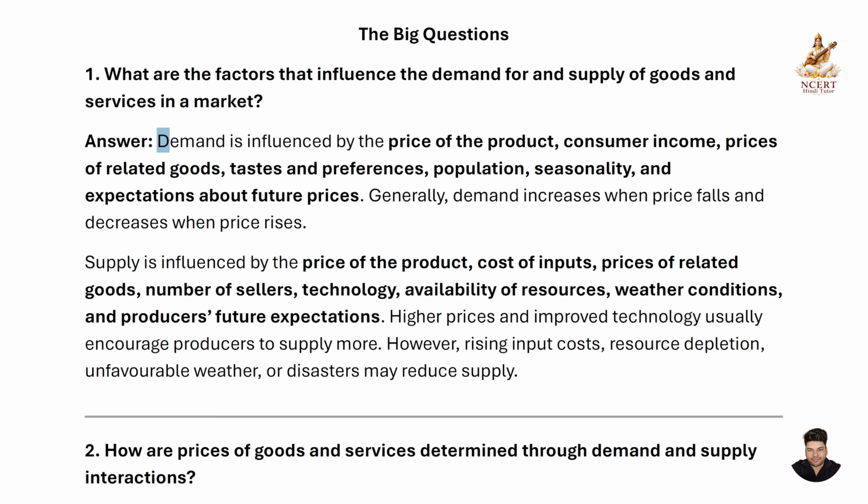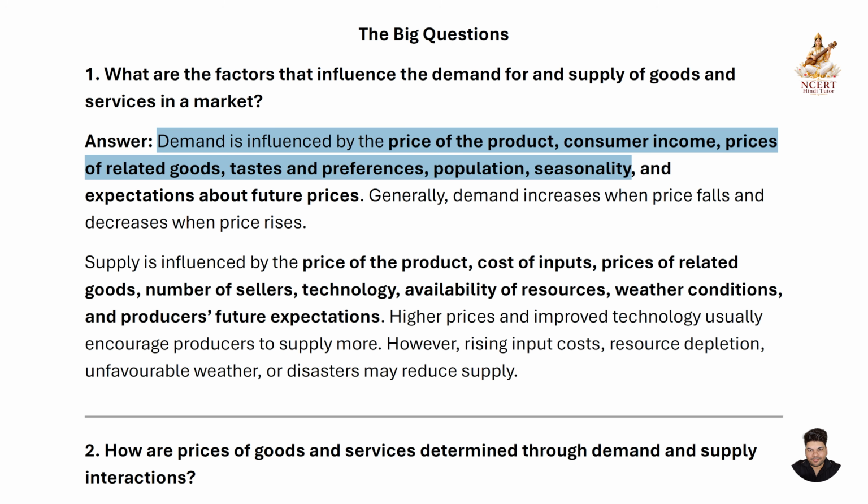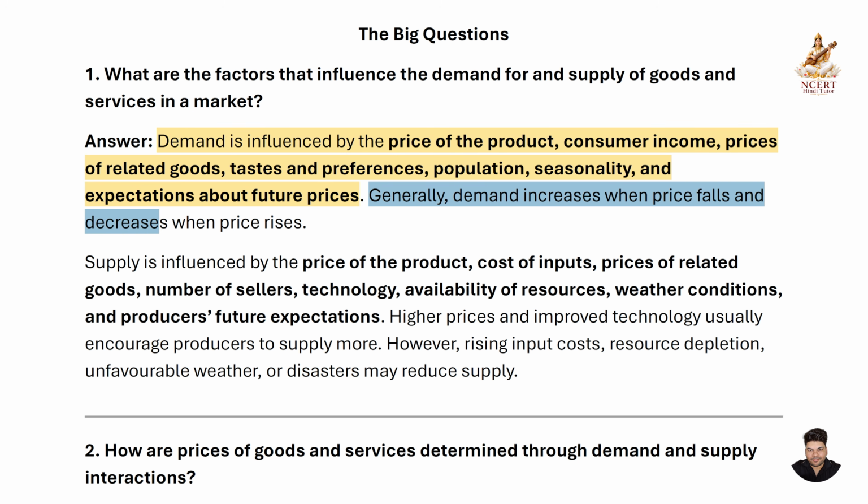Answer. Demand is influenced by the price of the product, consumer income, prices of related goods, taste and preferences, population, seasonality, and expectations about future prices. Generally, demand increases when price falls and decreases when price rises.